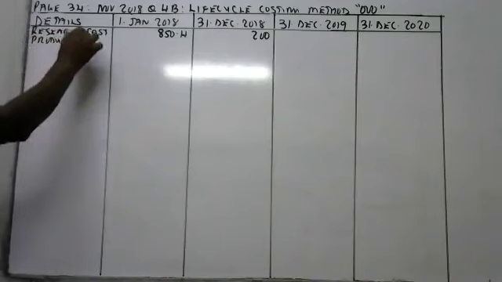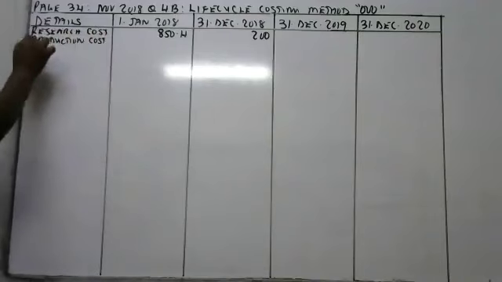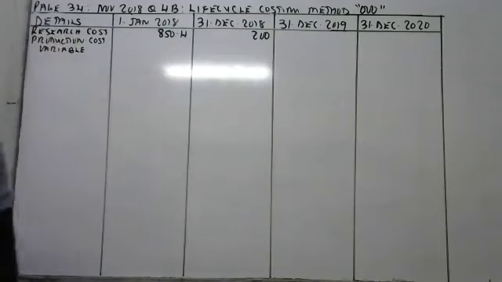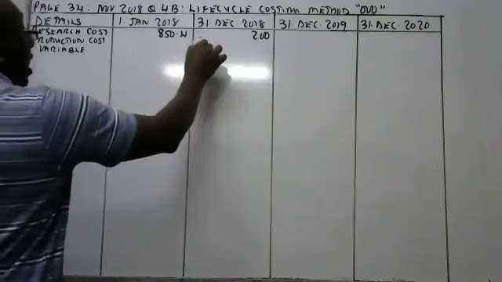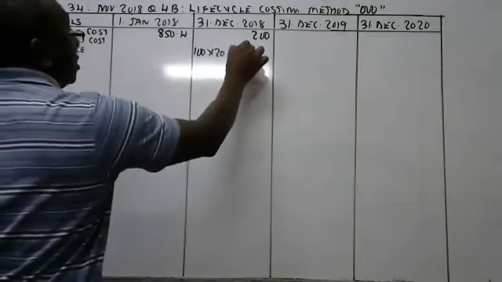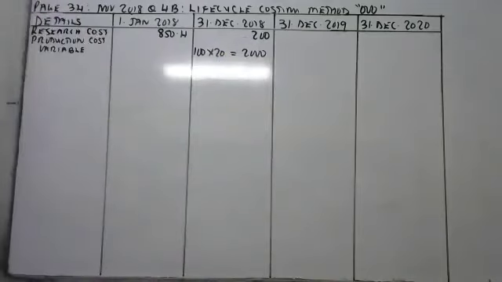Production costs. First of all, we have the variable. The variable per unit in the first year is 100. Now, you see below, the number of units that were produced were 20. So here, it will be 100 times 20. That gives us 2,000. Can you see that?